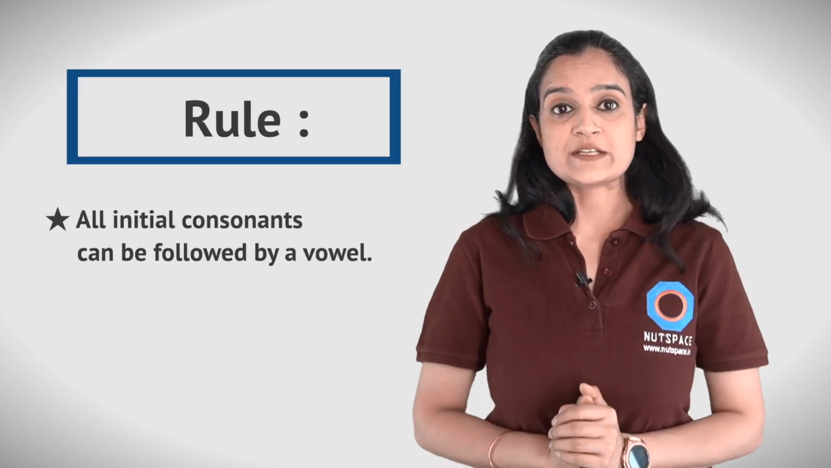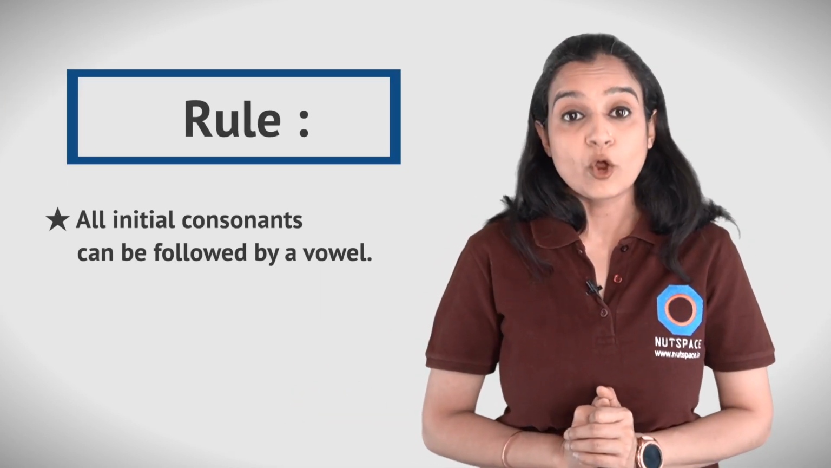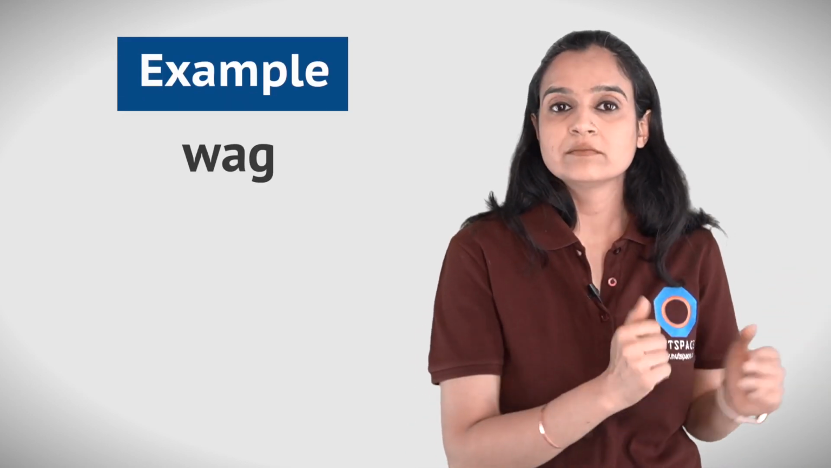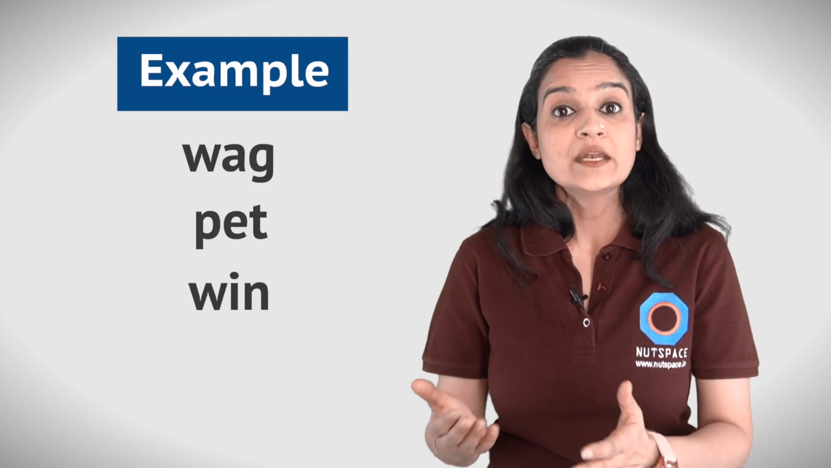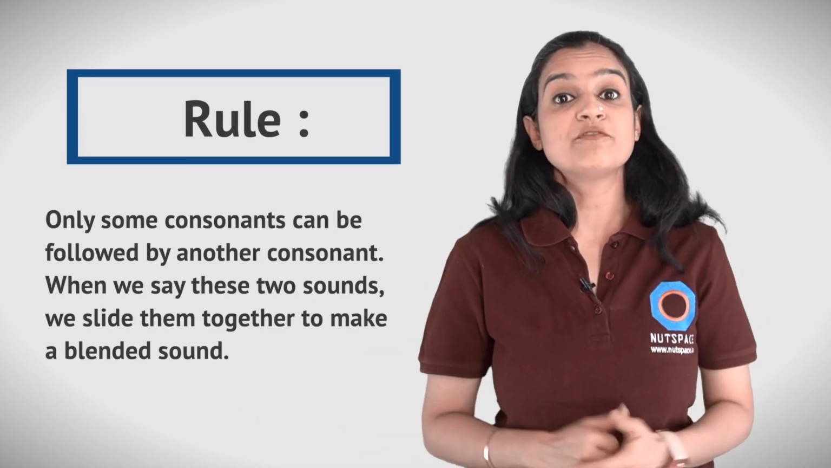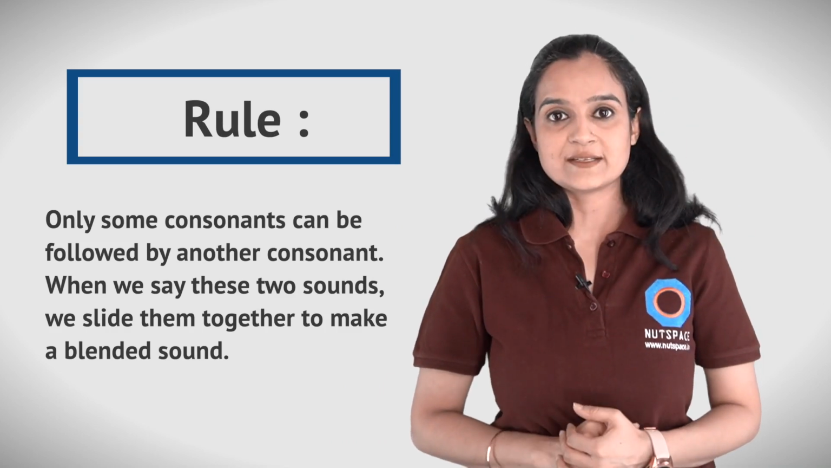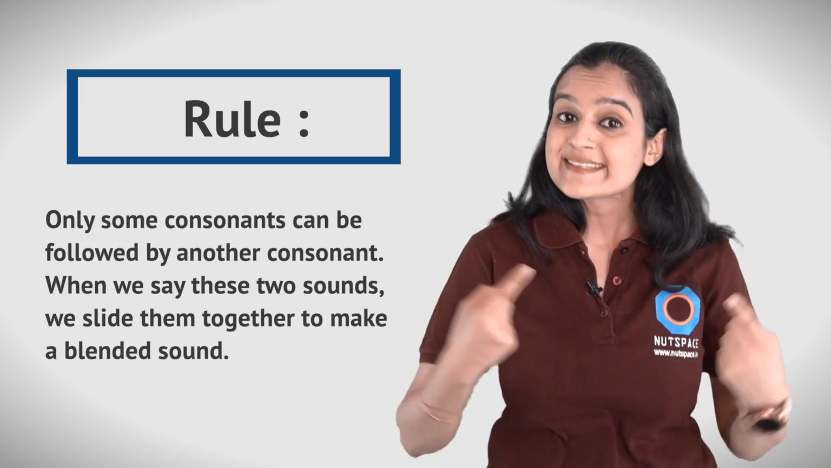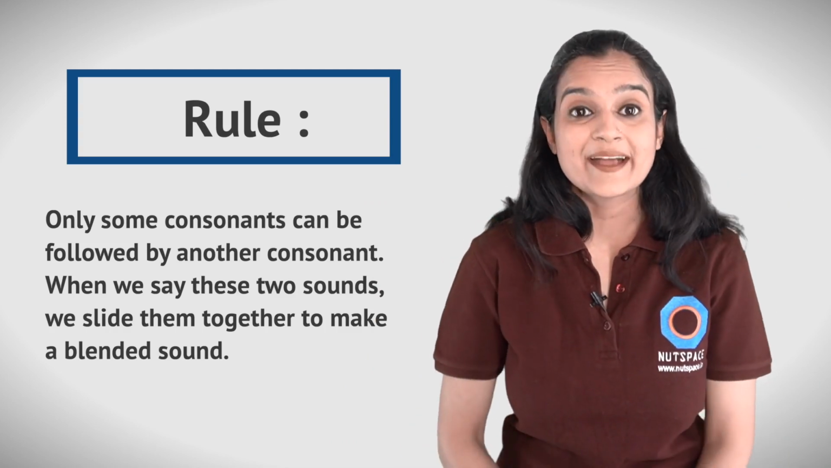All initial consonants can be followed by a vowel. Example, wag, pet, win, pot, hug. Only some consonants can be followed by another consonant. When we say these two sounds, we slide them together to make a blended sound. Now let's take a look at a few words that begin with a consonant blend.